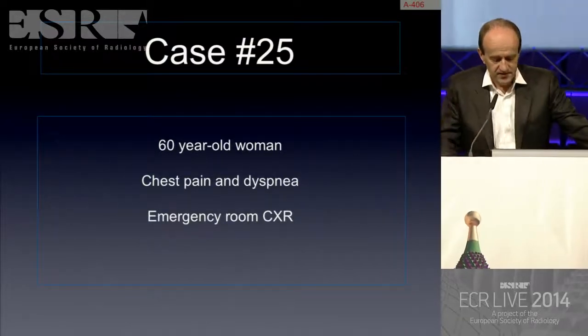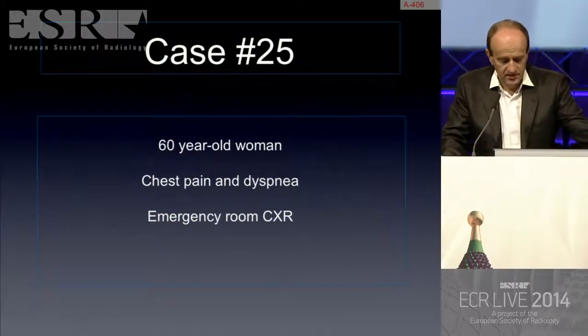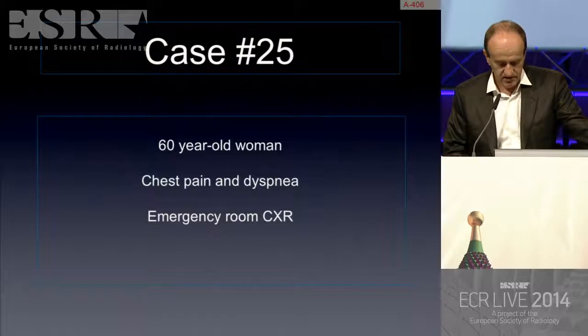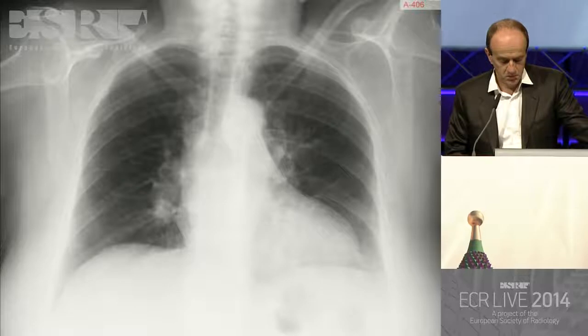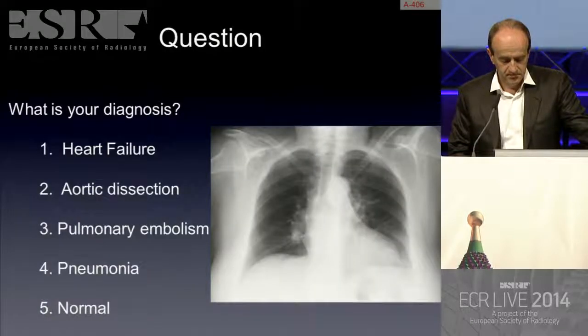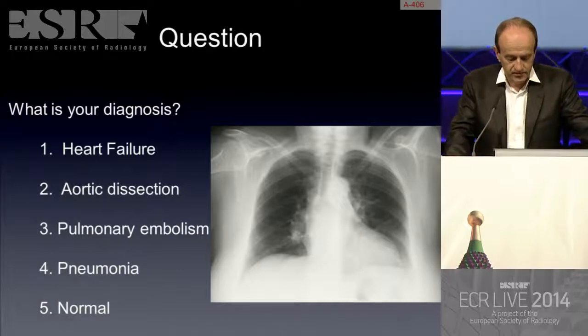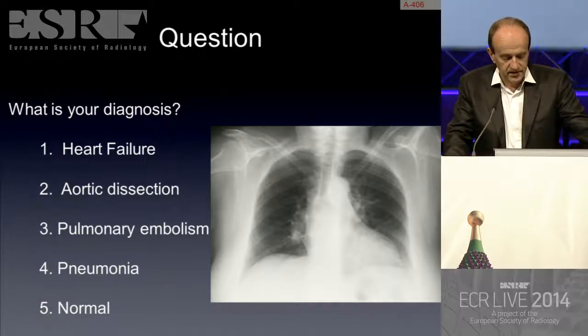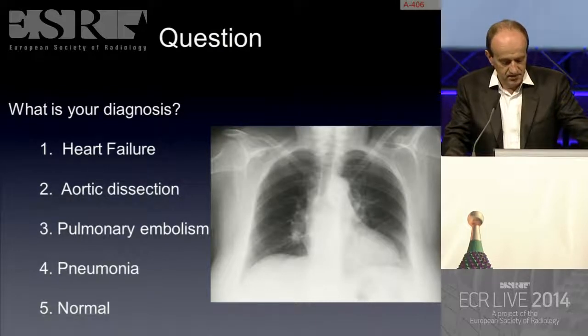Case number 25 is a 60-year-old woman, dyspnea and chest pain. She comes to the emergency room and has a chest radiograph. I don't show you the lateral because not relevant. Based on this radiograph, what would you propose? Heart failure, aortic dissection, pulmonary embolism, pneumonia, or normal? Please vote now.